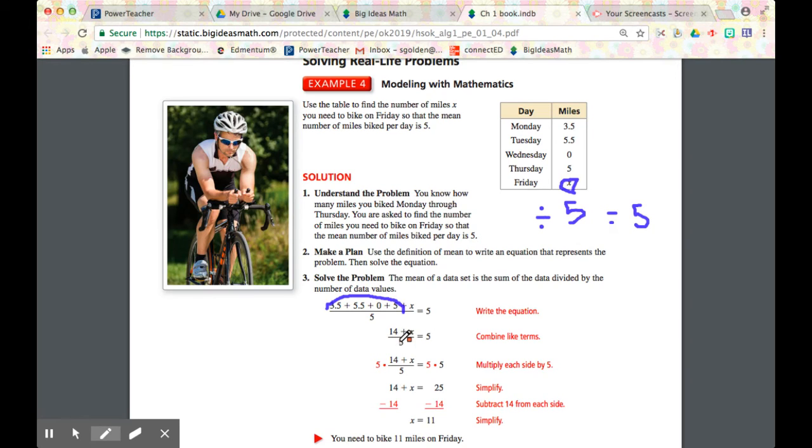Now we are solving. Since this is being divided, we would multiply both sides by 5, which is what they do right here, to cancel that on the bottom. So I have 14 plus x equals, well, 5 times 5 is 25. Now it is a simple equation. We get rid of the 14 by subtracting it from both sides, and we are left with x equals 11.